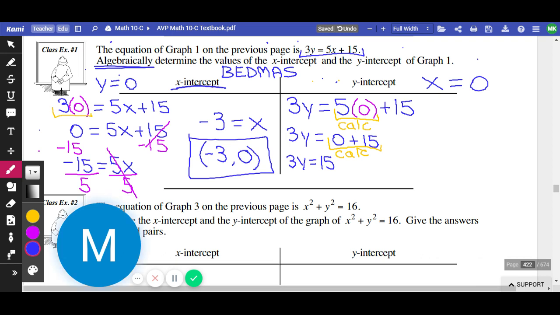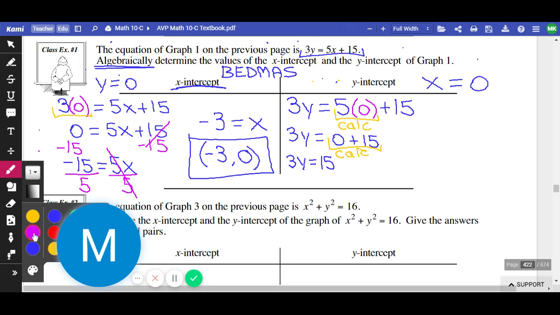Fantastic. The goal here was to figure out the y-intercept. To figure out the y-intercept means you get y by itself, right? You isolate it. To do that, you have to do reverse BEDMAS, right? Move numbers away in the opposite order of BEDMAS.